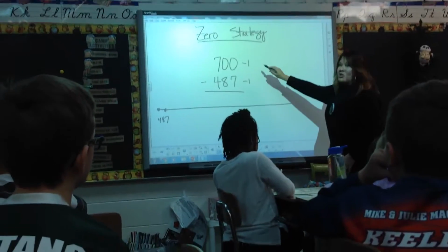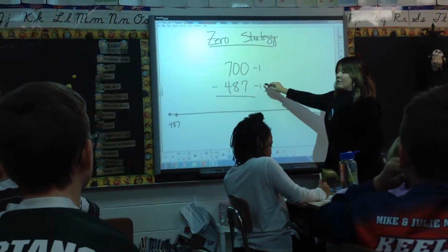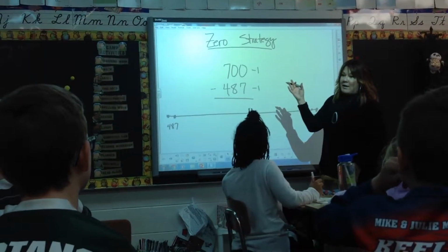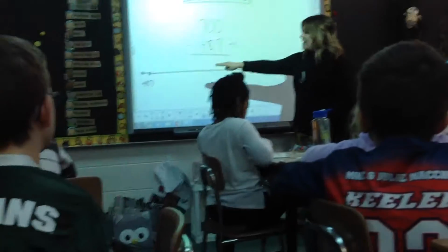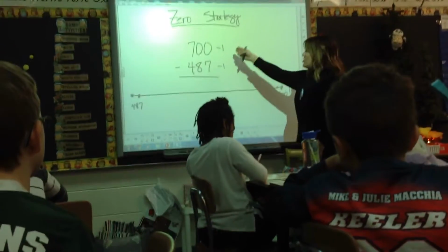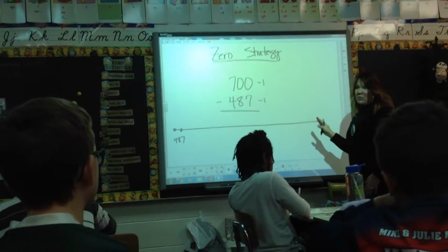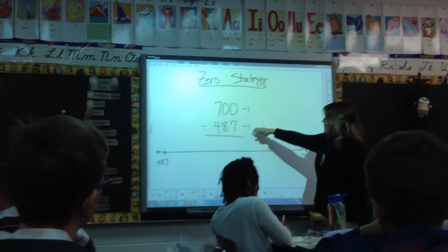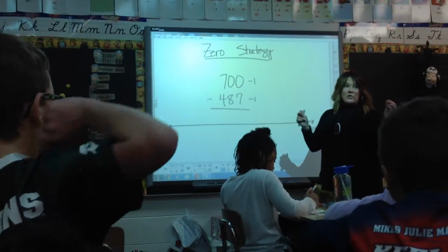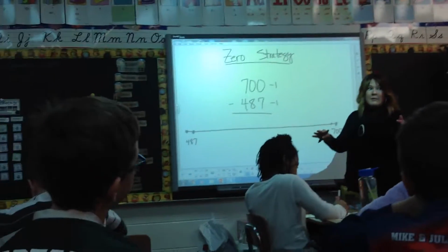So as long as we change both numbers, we essentially have the same problem that we had at the beginning, because all I'm doing is finding the distance between the two. If I only change one of them, now my distance between the two has changed. But if I change both of them the same way, the distance between the two is the same.